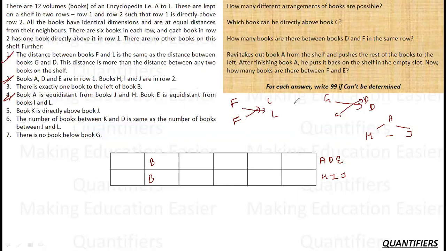Similarly, E is equidistant from I and L. So E is here, I is here. Since it is equidistant from L also, L must be in the bottom row. So L is here. This is also done. Book K is directly above J. So K is above J, and the condition is that K is above J.